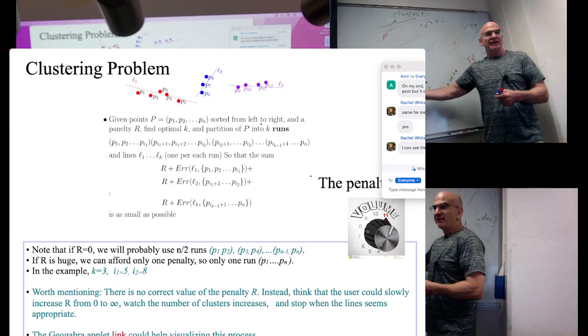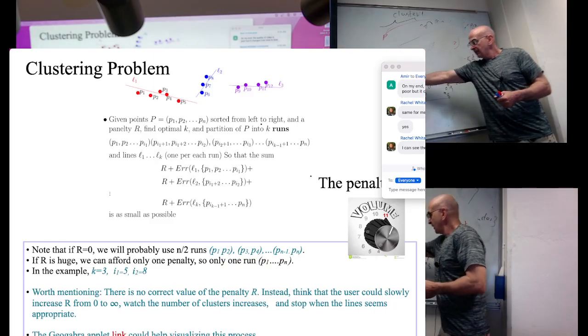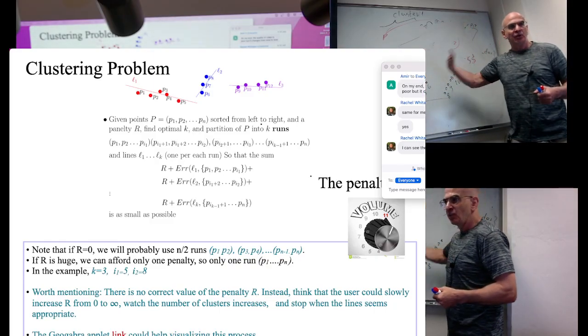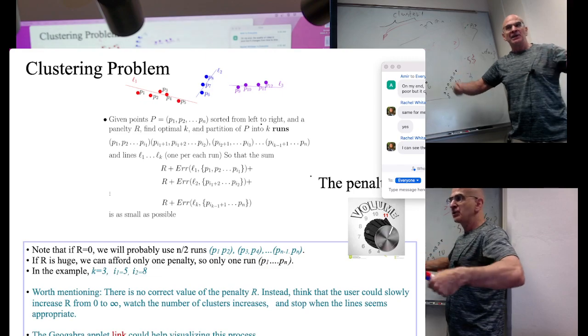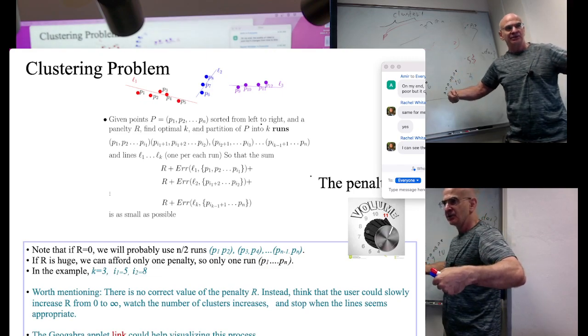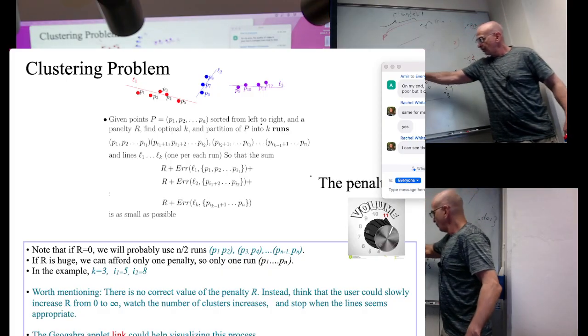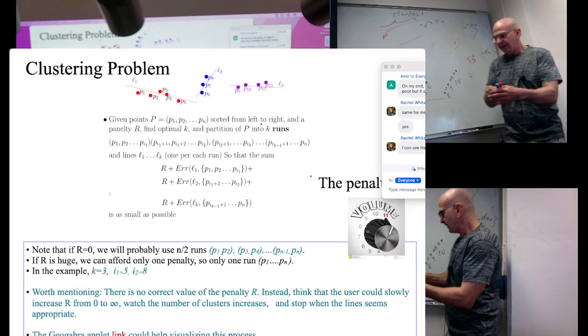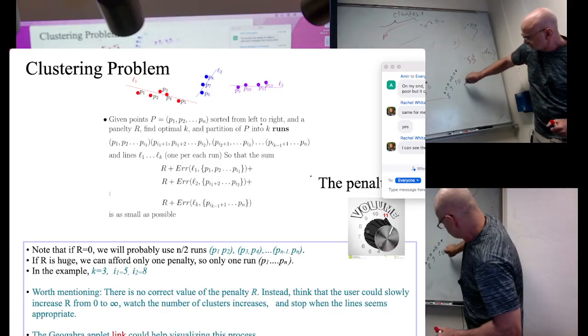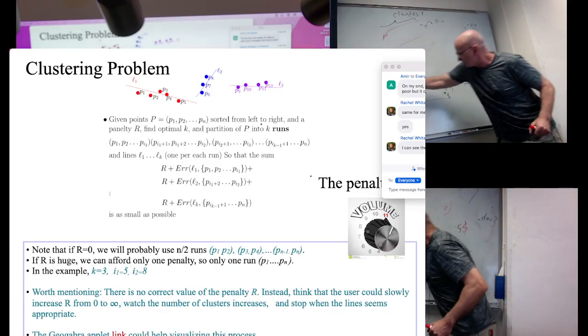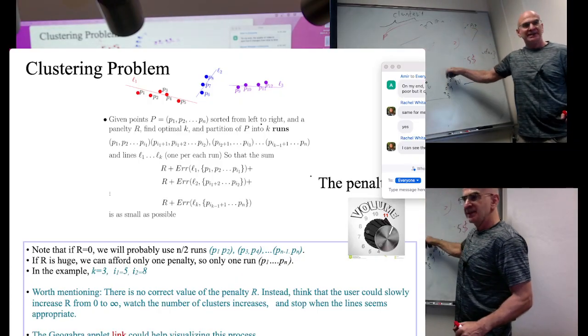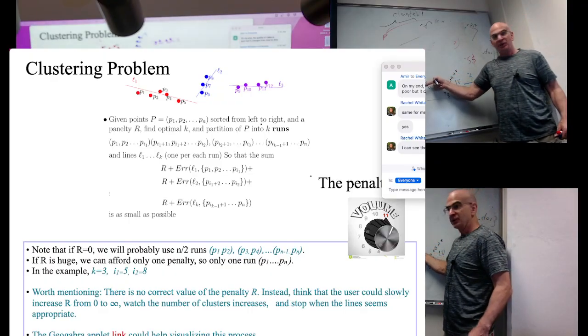Take R to be $5,000. Since it costs so much, R is how much each cluster costs. R is $5,000, a lot of money. I will be able to afford only one line. It will go somewhere here, all the way from here to here, and the error will be the error between this line and all these points.